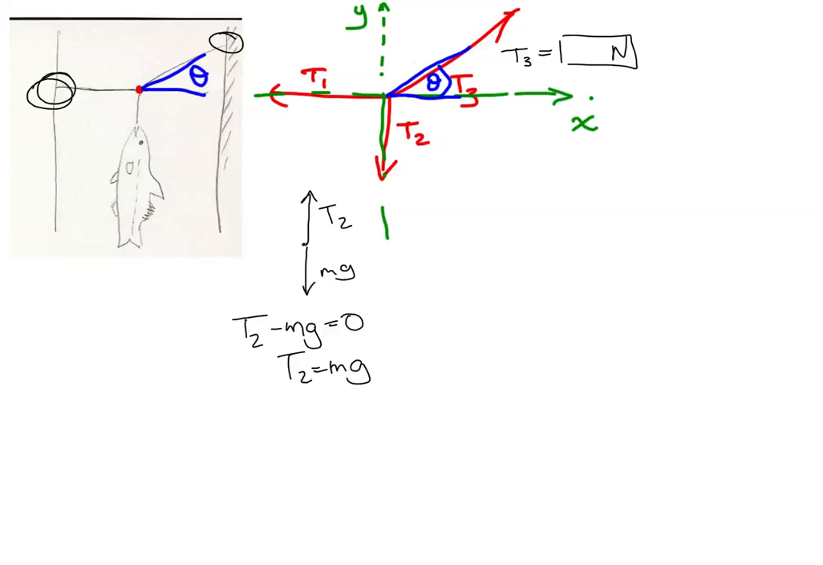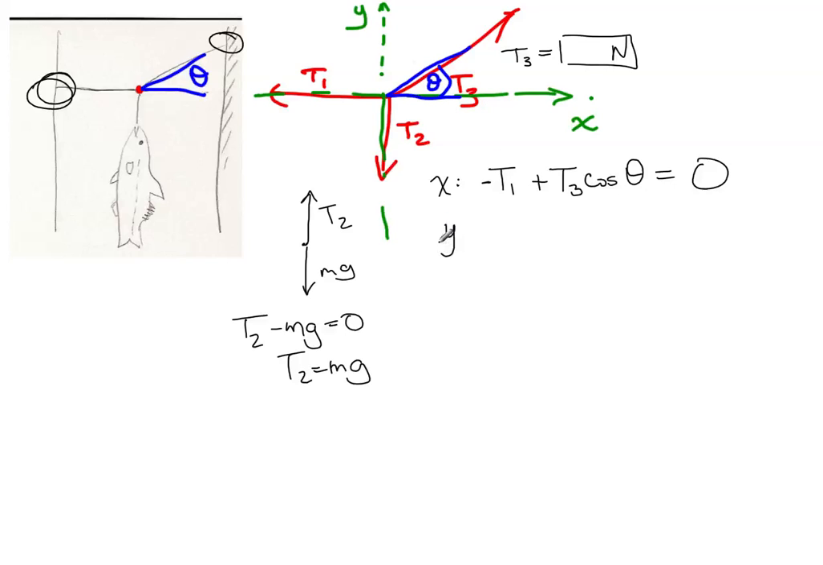All right, so let's write some equations. In the x direction, I have my one horizontal vector, T1, but it's negative. And then I have T3 cosine theta. Remember, you know what theta is. And this one's positive because it's to the right. And these have to add up to be 0 because this knot here is not moving.